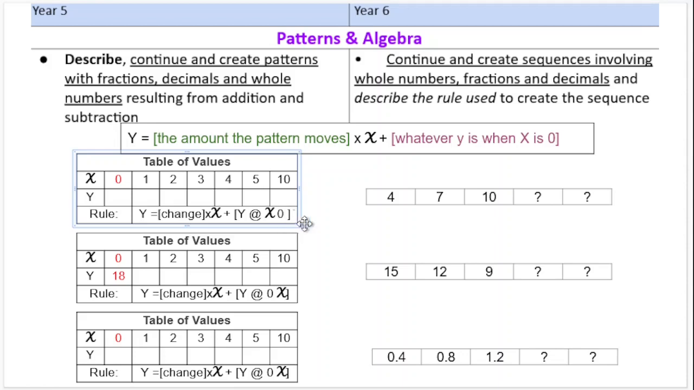So can you describe this first pattern, which goes 4, 7, 10? What's happening each time there? Is it increasing or decreasing? Yes, increasing by 3 each time. So that means what comes next? 4, 7, 10, 13, 16, and so on and so forth.